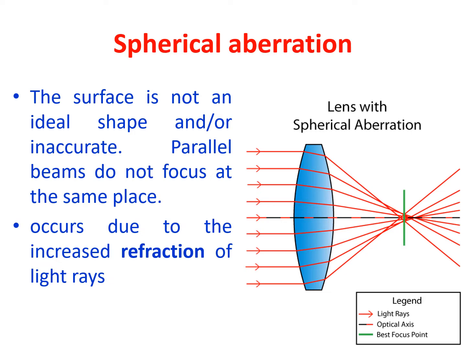First, what do you mean by spherical aberration? The main reason, we'll see here. The name says the surface is not an ideal shape, not in a proper curvature. Parallel beams do not focus on the same plane. Usually it should focus on a particular point. You see here, it should focus on a particular point. It is not a proper curvature, not a proper curved surface. So this point is focused in this particular area.